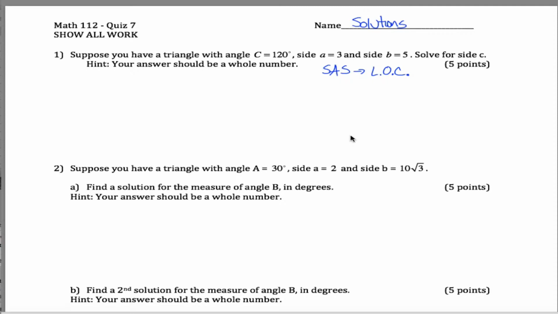There's 3 different versions of the law of cosines, but only one of those 3 versions involves the angle C. And that's the one that tells you that C squared is equal to A squared plus B squared minus 2AB cosine C.